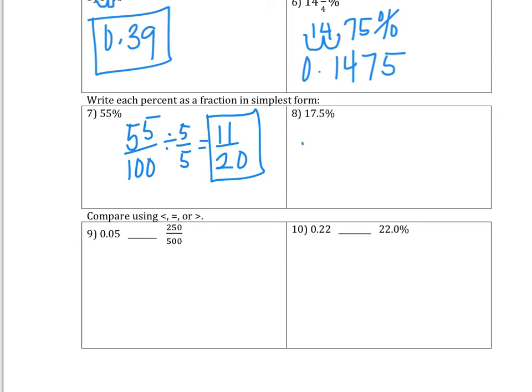And number 8, 17.5 out of 100. We're going to divide top and bottom by 2.5, goes into both of those. And that's going to give us 7 over 40.